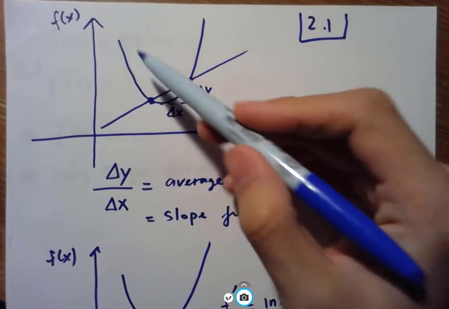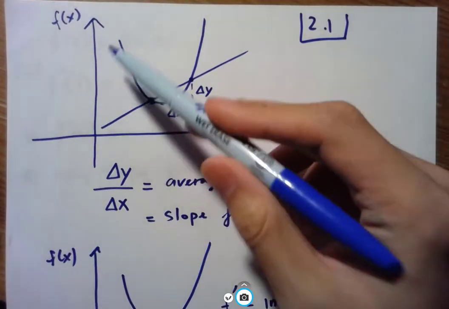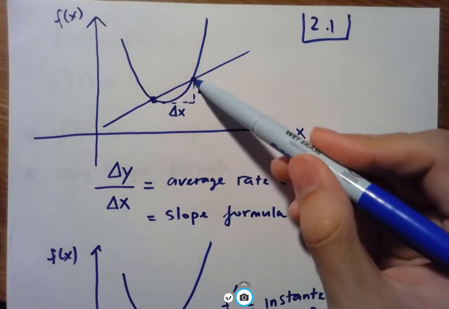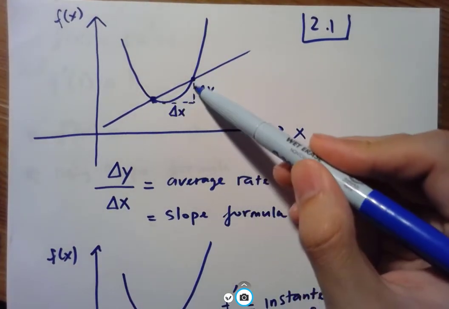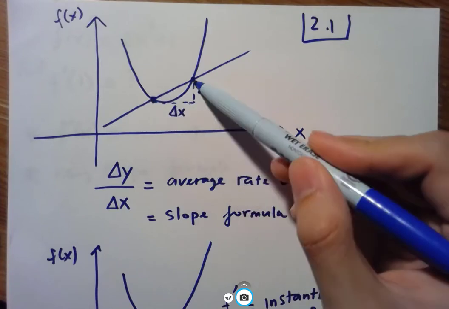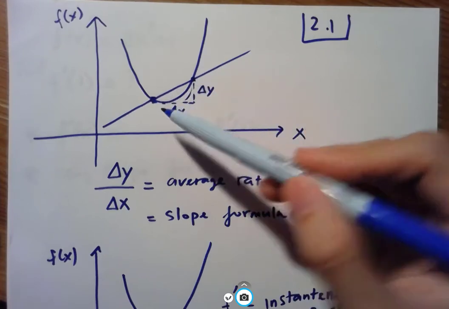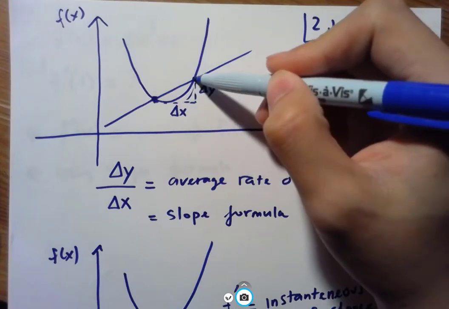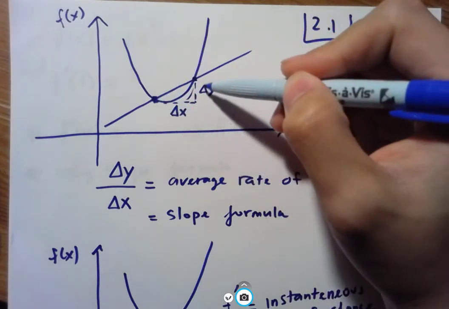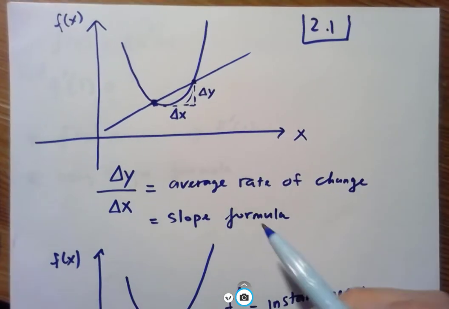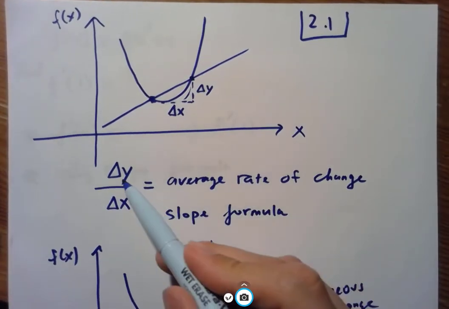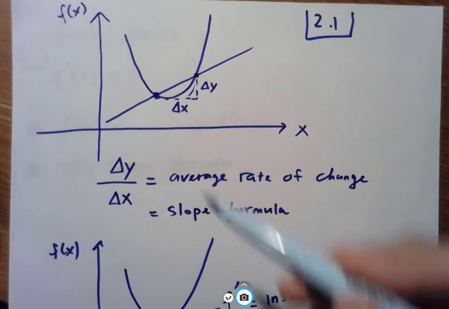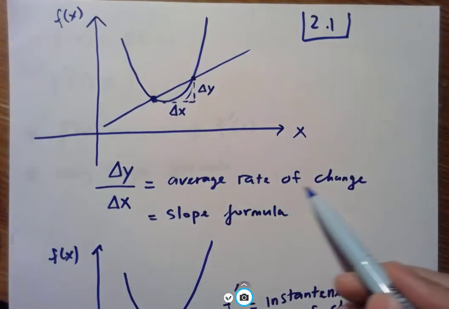Given a function on the xy-plane, the direct rate of change is just the changing rise over run between any 2 points on the graph of f of x. Like in this case, this point and this point, we take the rise over run using the slope formula, delta y, the change in y over the change in x, and you get the direct rate of change.